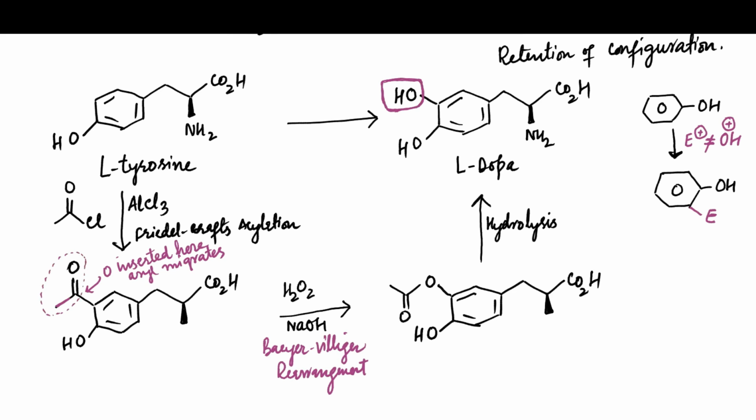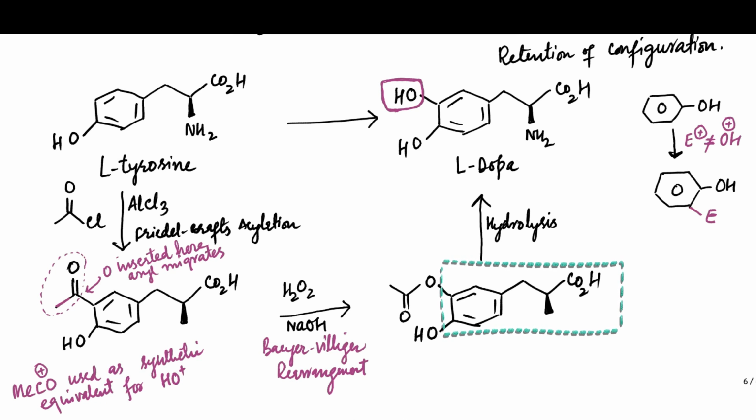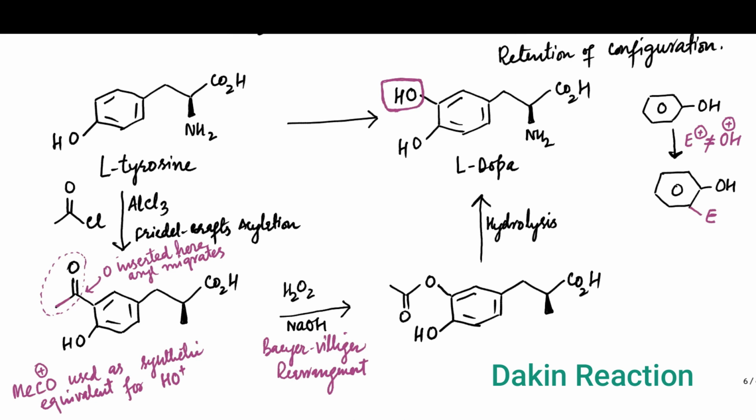This means that MeCO positive can be used as a synthetic equivalent for HO positive using Baeyer Villiger rearrangement. Notice the unusual use of the less reactive H2O2 as oxidizing agent is possible only when the migrating group is an electron-rich aromatic ring. These reactions are sometimes called Dakin reactions.